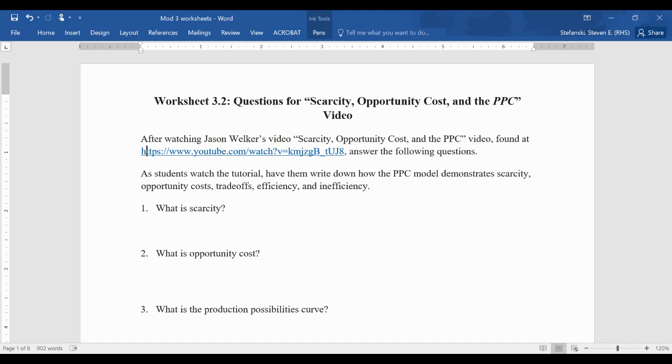Scarcity is the fundamental economic problem of unlimited wants. We have unlimited wants, but we have limited resources. So unlimited wants with limited resources makes everything scarce. Then it says, what is opportunity cost?